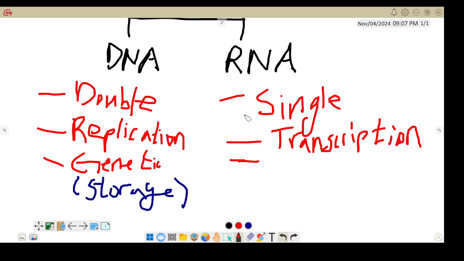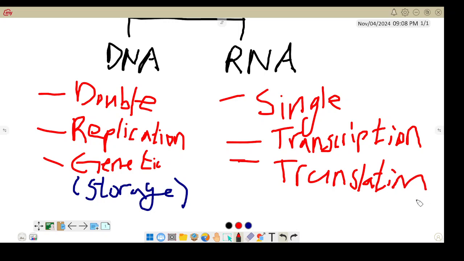Okay, and then we have transcription and also translation. So if you are to contrast DNA and RNA, this is what you can write about. Yeah, so this is translation.